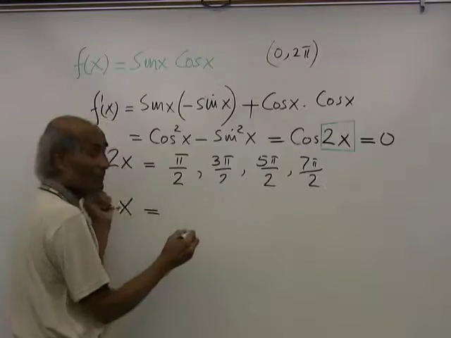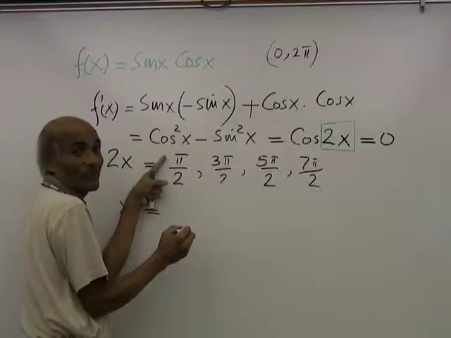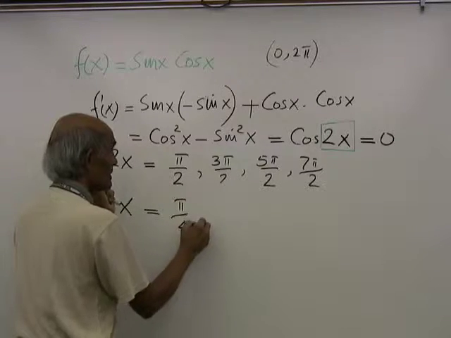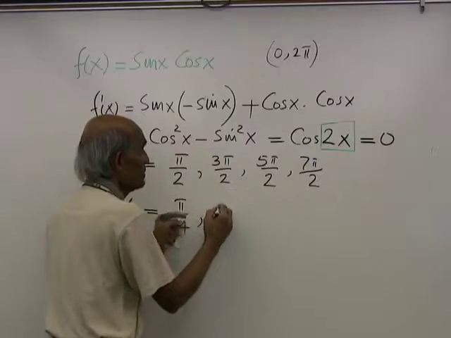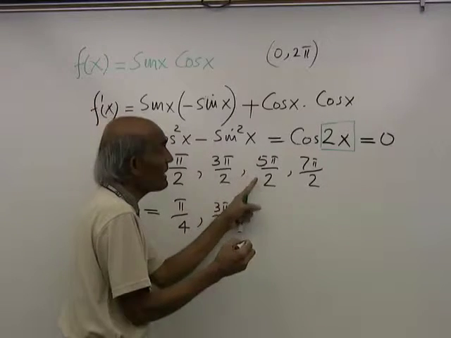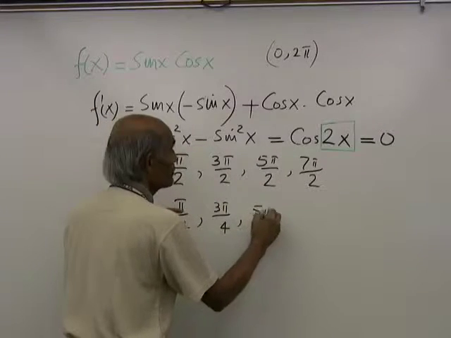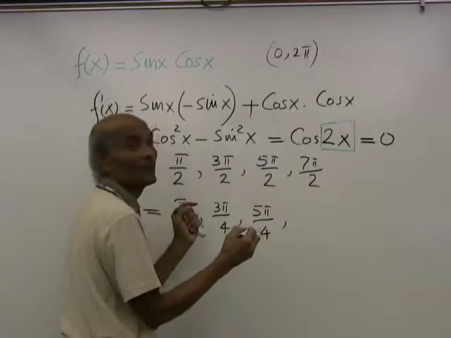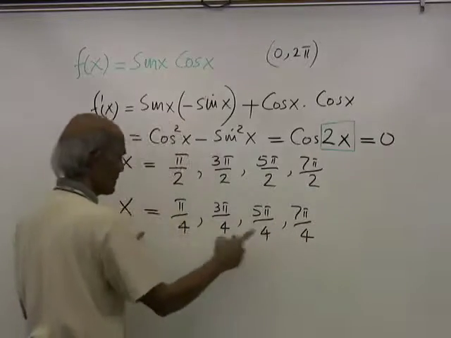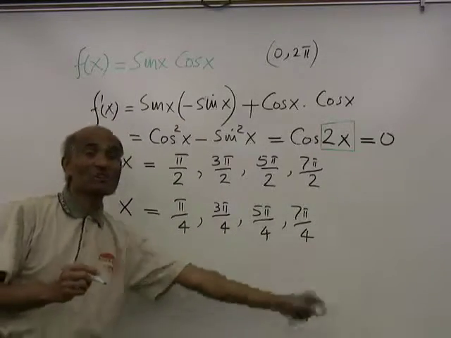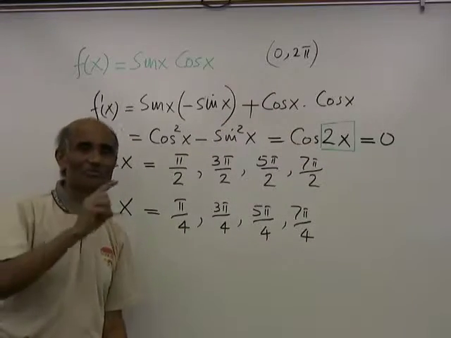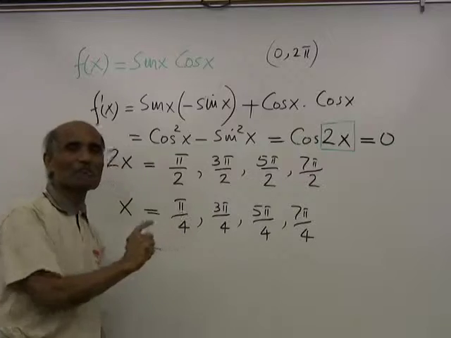The values of x, therefore, are: if 2x is pi by 2, then x is pi by 4. If 2x is 3 pi by 2, then x is 3 pi by 4. If 2x is 5 pi by 2, then x is 5 pi by 4. If 2x is 7 pi by 2, then x is 7 pi by 4. Look at that. These are the critical numbers of x from 0 to 2 pi. I want you to go through this one more time and learn this concept.